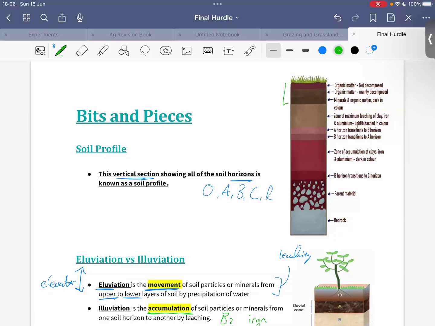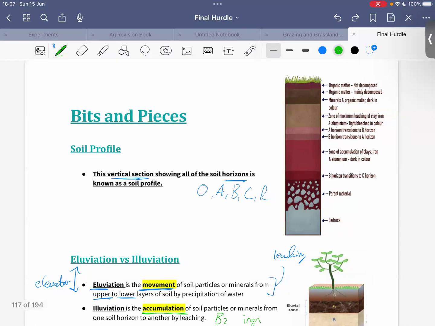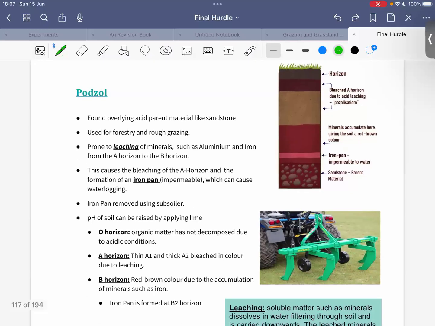But you could be given a soil profile like that and just asked to maybe even give another name for the A horizon. You'll say topsoil, or another name for the C horizon, you'll say parent material. The podzol soil is probably the one that's most likely to come up. Why? Because there's the most to talk about.